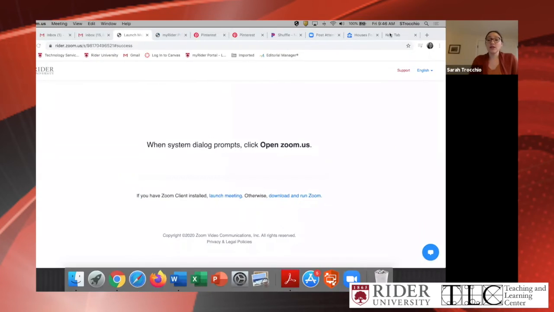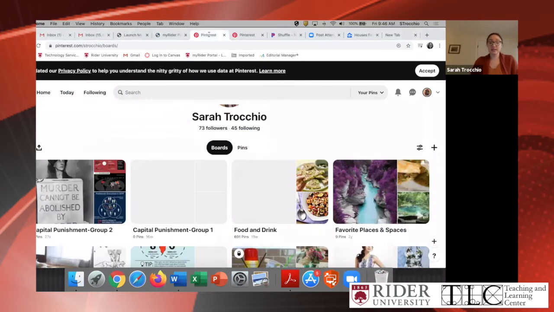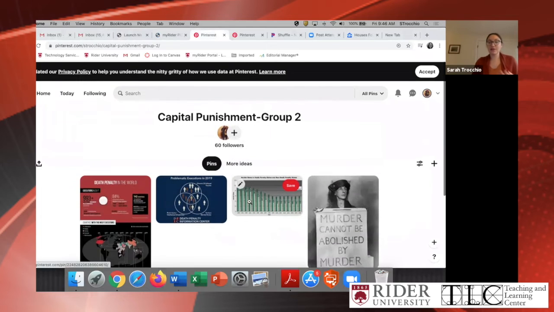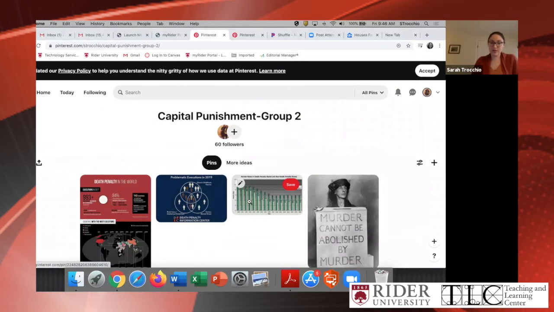So I'll kind of just show you very quickly what this looks like. One thing that you can do is create these things called boards. And boards are basically like files in Pinterest. And I just created a sample for you. So let's say we wanted to have some kind of group discussion around capital punishment or the death penalty. As you can see, Pinterest has a variety of different sources. So pins are essentially like files. And I've created a specific group name under this Pinterest account that is currently mine, but you could create one for the class itself.